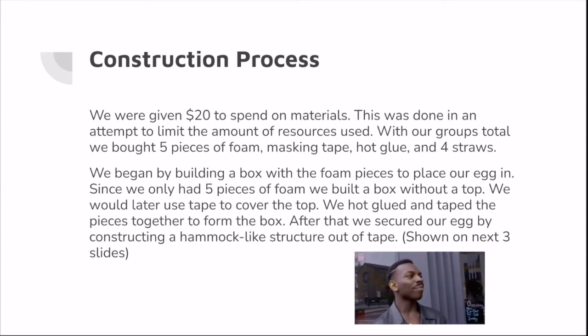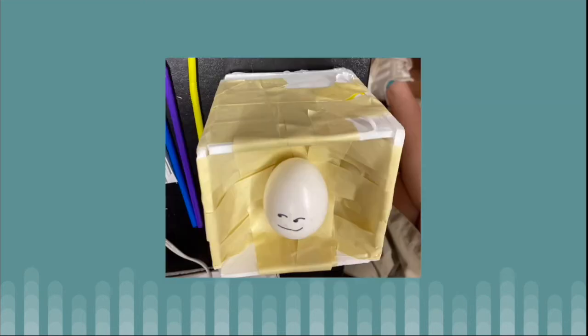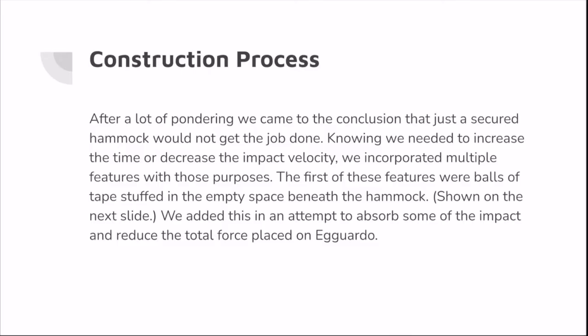After that, we secured our egg by constructing a hammock-like structure out of tape. This is the hammock we constructed. We did this with the intentions of the bottom hitting the ground, if it flipped over and hit the top, Eduardo's down, but we were trying to increase the amount of time it would take for the impact to hit Eduardo. Obviously, just the hammock alone would not have done the job. We would have put tape on top of it, not just left him hanging, but we needed to increase the time or decrease the impact velocity, so we incorporated new features with those purposes.